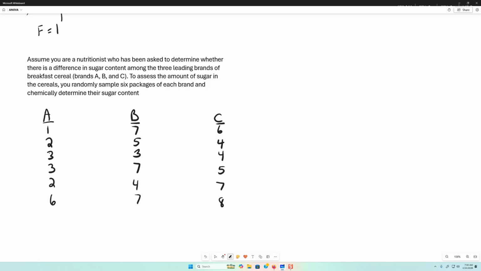So it's looking at the variation between these 3 conditions, these 3 brands of cereal, divided by the variation within these 3 brands, right? Are people very similar in A, or are they spread out? Same with B, same with C. The goal is to have the maximum distance between these conditions, right? Because that represents the treatment effect, the independent variable.